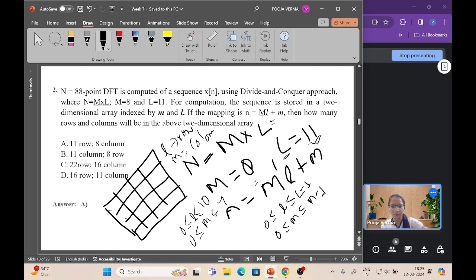Okay, have you got this question? So option A is the correct answer, that is 11 rows and 8 columns. Okay, it depends on which way the mapping is done. There are two ways of mapping, already told in the previous slides.